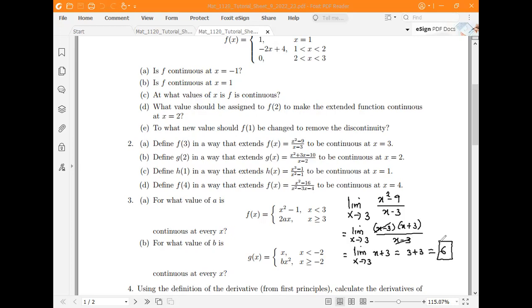Define f of 3 in a way that extends this so that it is continuous. So you just say f of 3 should be equal to 6. Because initially f of 3 was undefined. If you substitute directly, you'll get undefined. And now we have the limit. The limit is 6. So we want it defined so that we have the limit existing, but not just defined, but defined as 6.